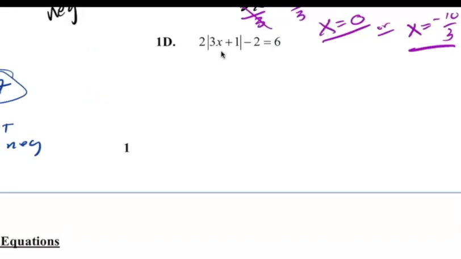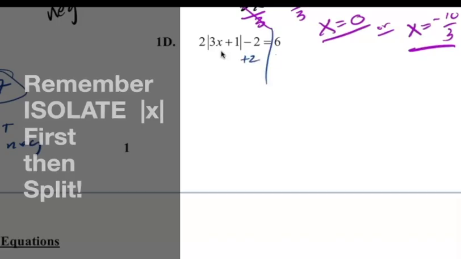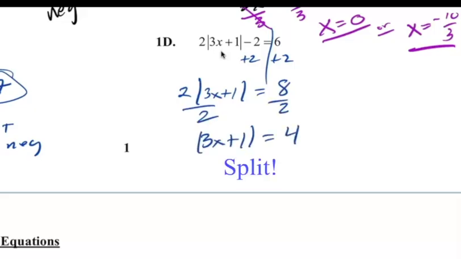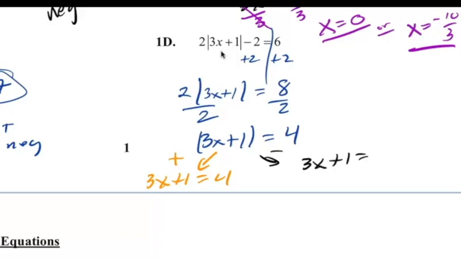This one over here, let's get the x. So let's go plus 2 first. We get 2 times the absolute value of 3x plus 1 equals 8. And we're going to divide both sides by 2. Absolute value of 3x plus 1 equals 4. And again, now we have to split it. So you get the positive version, 3x plus 1 equals 4. And then you get the negative version, 3x plus 1 equals negative 4.